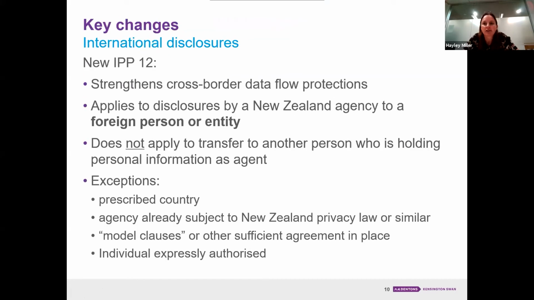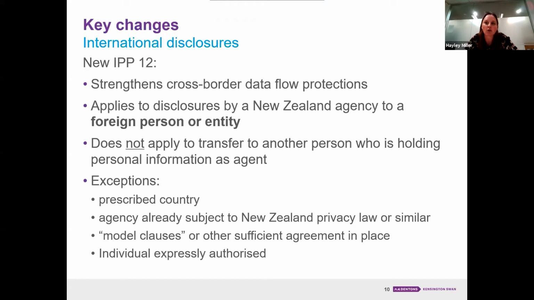And if that wasn't enough in terms of why you should have it very clear where your service providers sit, we've got a new IPP 12. So obviously under the old Act, we had 12 IPPs, Information Privacy Principles. We now have 13. 12 has been shunted to 13, which was the unique identifiers, but 12 is now a new slot in. The aim here is strengthening cross-border data flows.